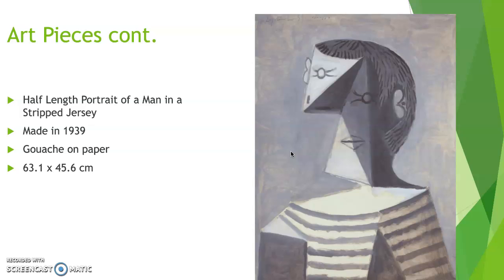This is another abstract piece of Pablo Picasso's. It's called The Half-Length Portrait of a Man in a Striped Jersey. It was made in 1939. This is one of his more famous paintings.